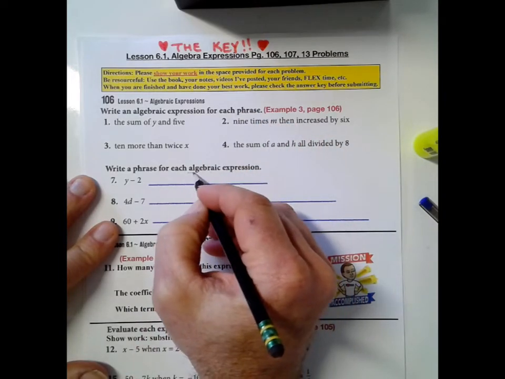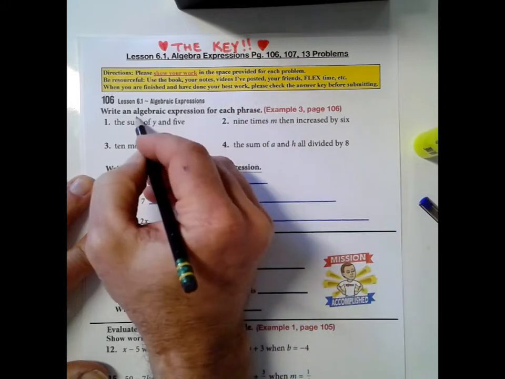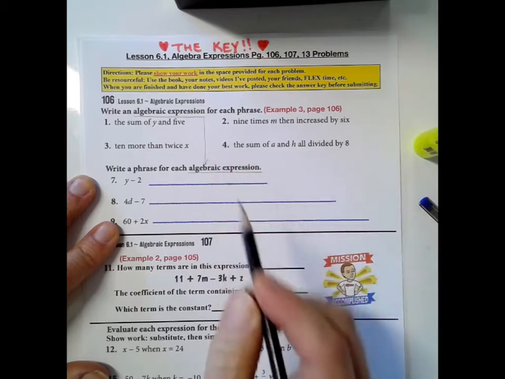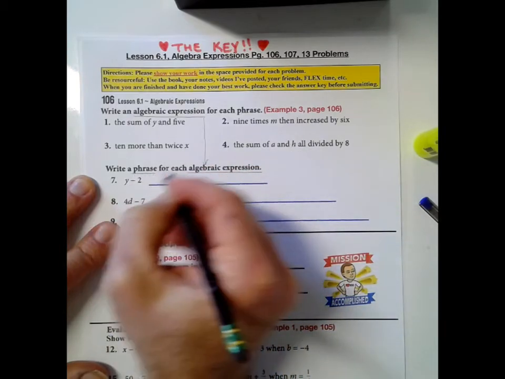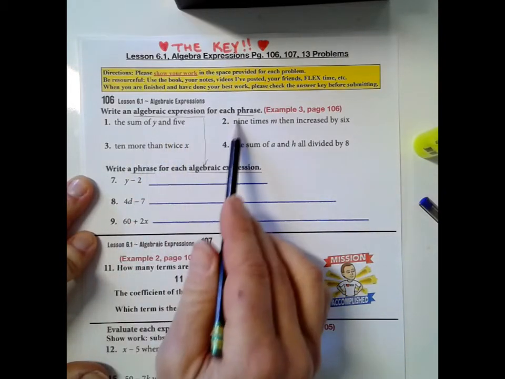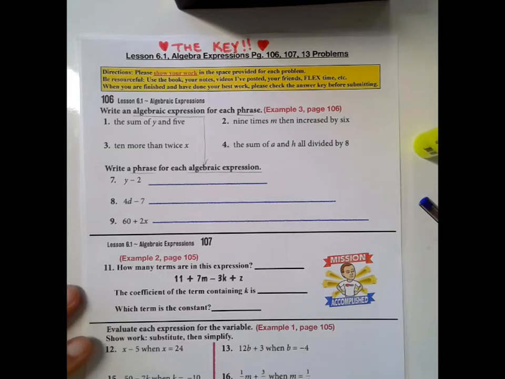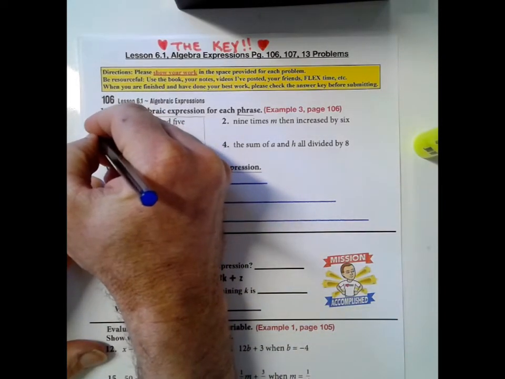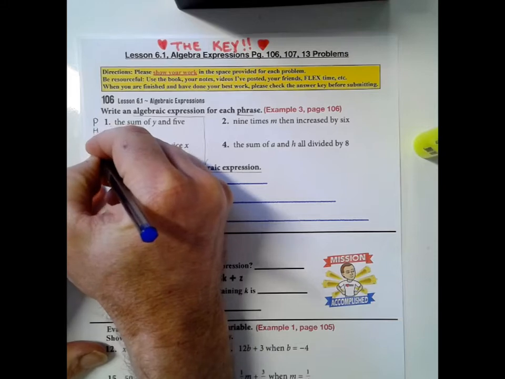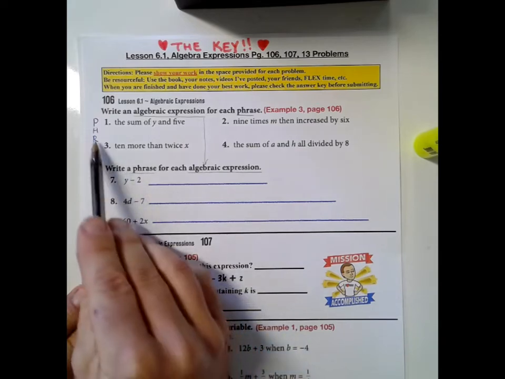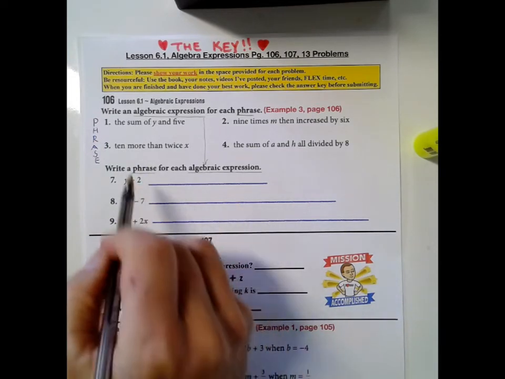We have expressions down here, and we have the word expression up there. So we have a connection, and we have the word phrase. So all of these first 1, 2, 3, 4, 5, 6, 7, all these first 7 problems are phrases and expressions. So these are phrases. The reason I point that out is when you get down here, you're going to be writing a phrase in each blank.